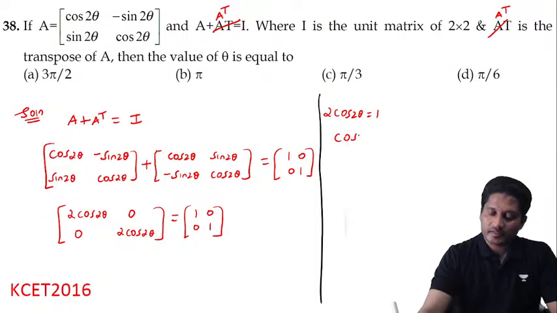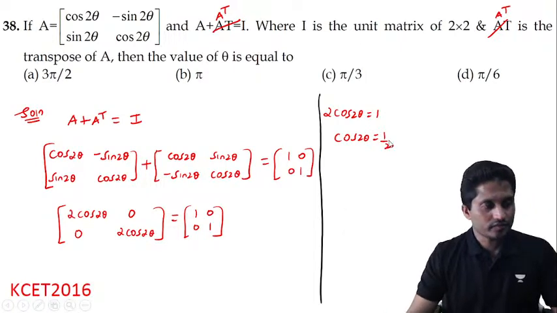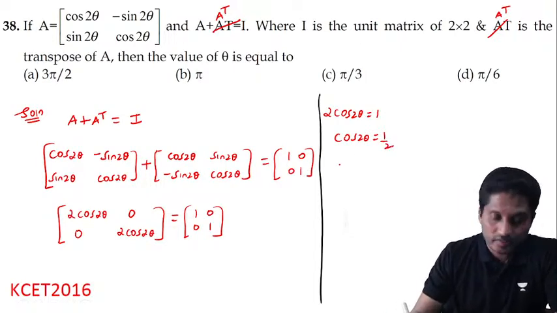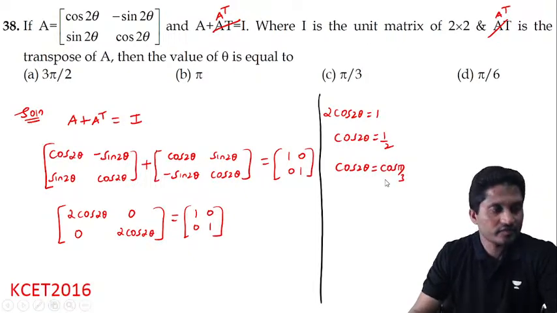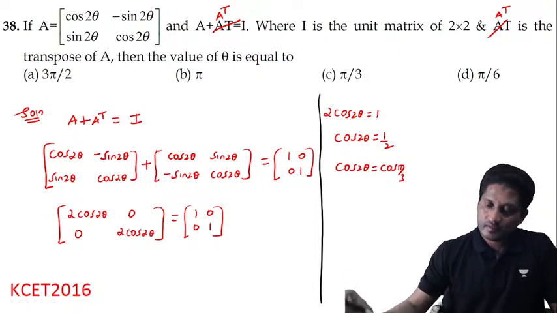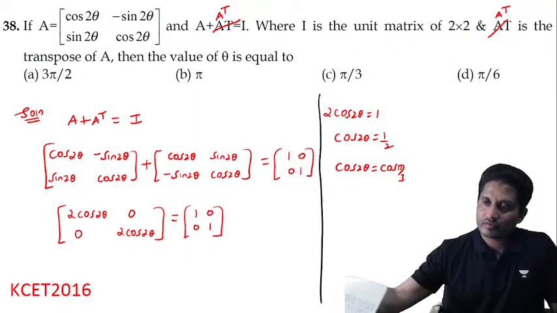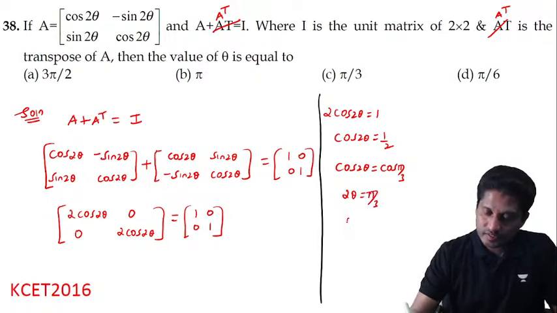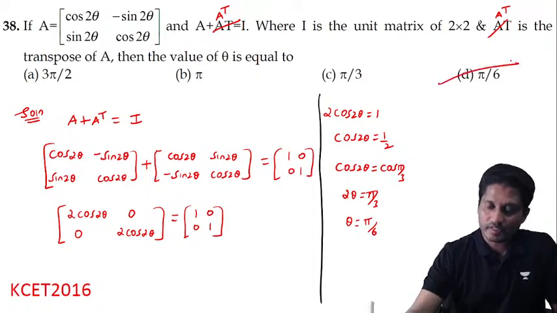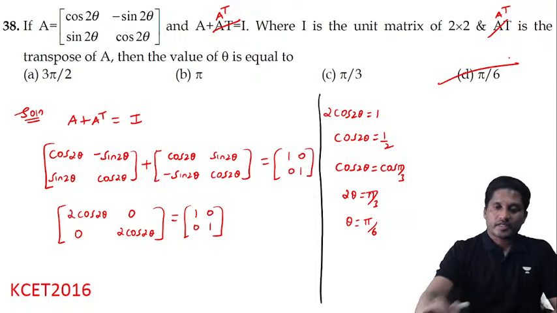From this, cos 2 theta equal to 1 upon 2, right? cos 2 theta equal to cos pi by 3. So cos 60 is half. So if I equate, 2 theta is equal to pi by 3. Theta will be equal to pi upon 6. Right, that's the answer. Answer will be option D. Let's move to the next question.